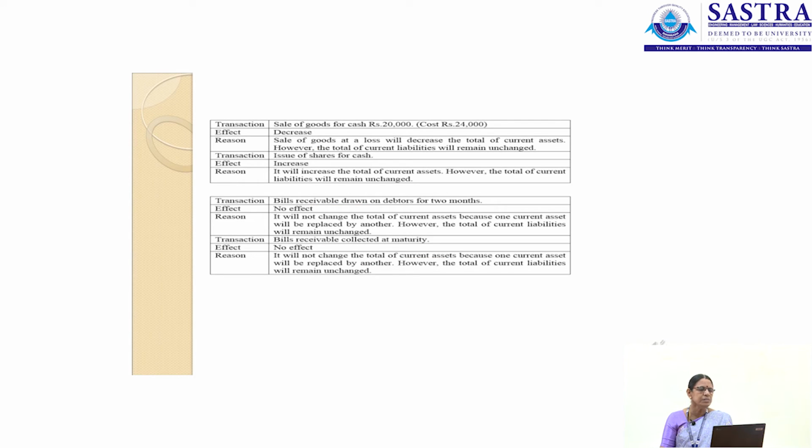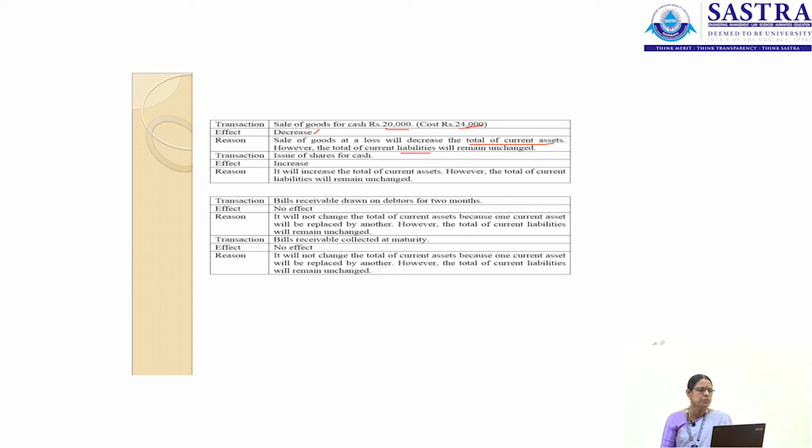Next transaction is sold goods for cash. So the sale is made at a loss, because cost is 24,000 and we are selling it only for 20,000. We have a loss of 4,000. It will decrease the total of current assets. Current liabilities will remain unchanged because it is sold only for cash. So it will decrease the current ratio.